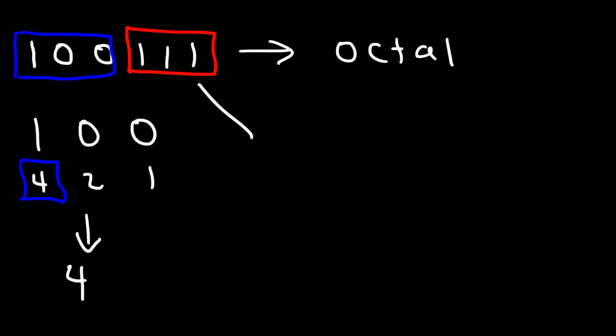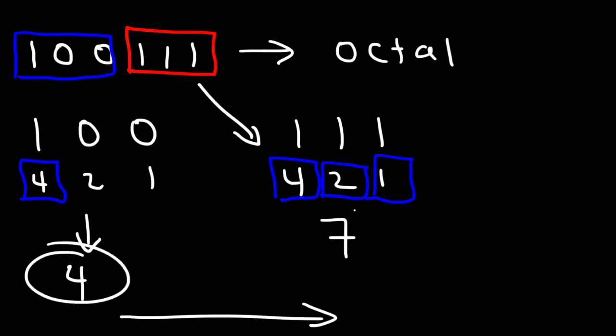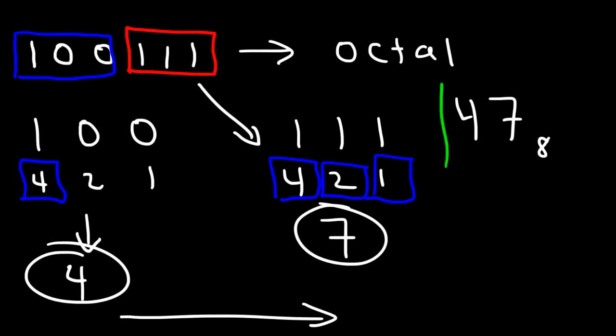Now let's do the same thing for this one. So the number is 111. Because we have a 1 for each, we're going to use the 4, the 2, and the 1. 4 plus 2 plus 1 is 7. So we're going to read it this way. Our answer is 47. So it's 47 in the octal system, which is a base 8 system.